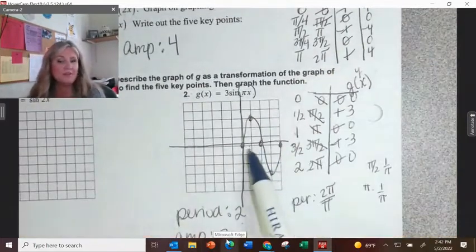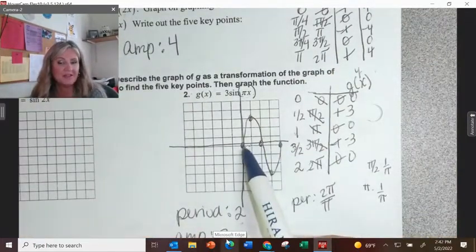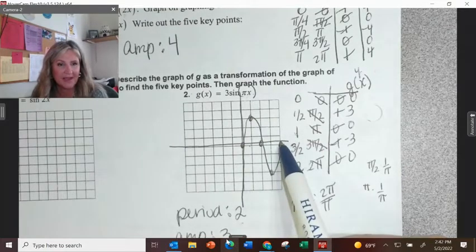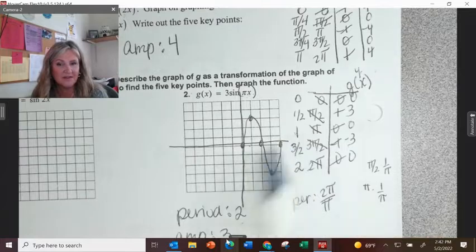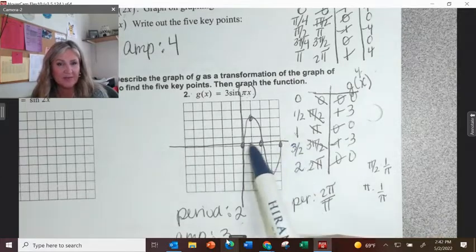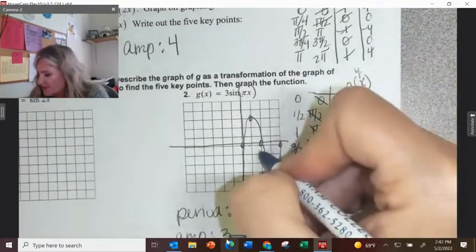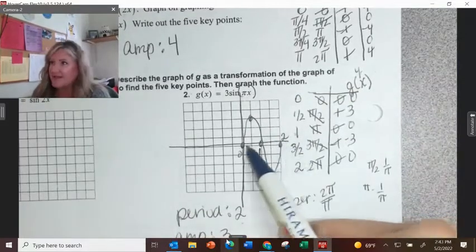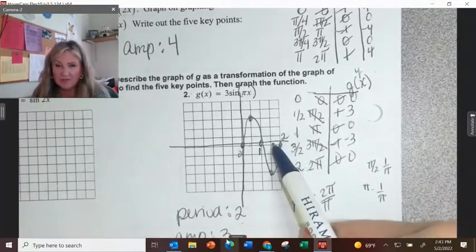This would be one period, guys. That's one period. See how it's going through the 5 key points? It's here, up, here, down, back on the axis. That's what we mean by one period. You should be able to look at this. If I tell you this is 1 and this is 2 and this is 0, you should be able to see that that period is 2.